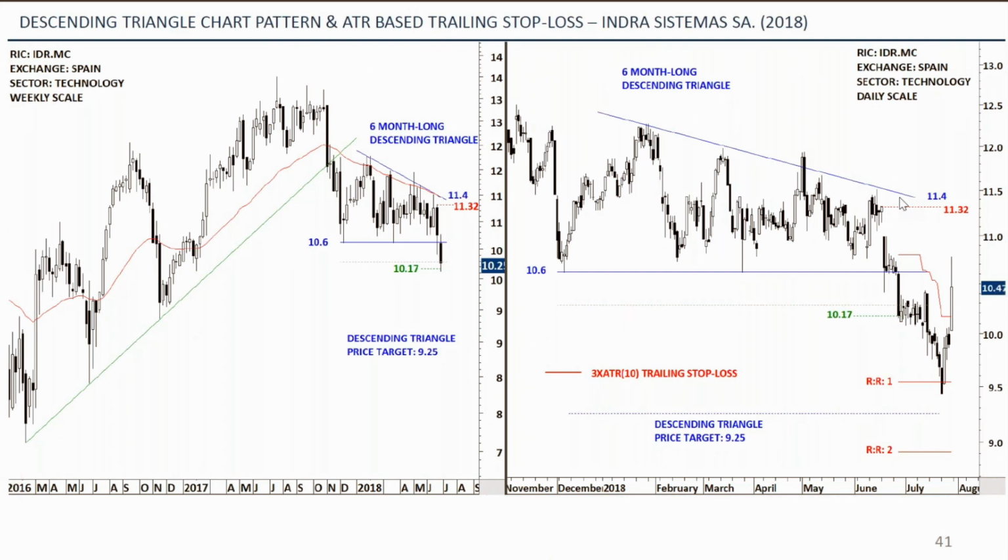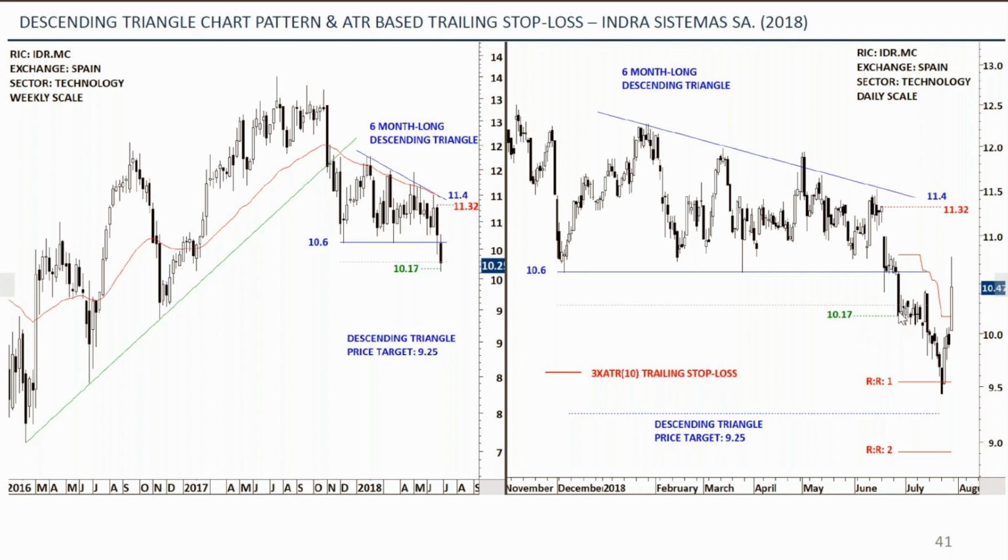Another example, again applying the ATR trailing stop loss. So this was the Spanish company, the bearish continuation chart pattern, descending triangle. You can see the lower boundary being tested. The breakdown takes place. Now this is the weekly scale, 6-month long descending triangle. Every time we found resistance, we fell down and the breakdown confirmation took place at 10.17.